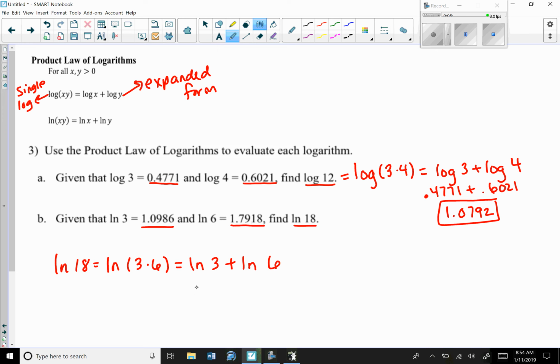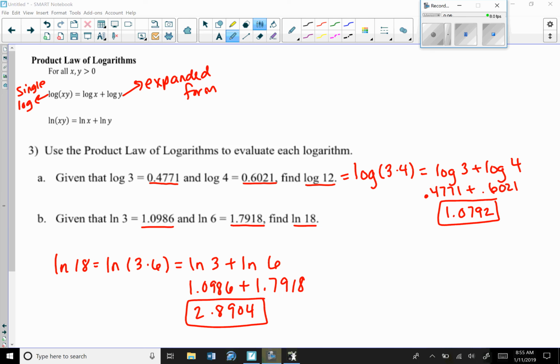And when we do that, we can now use these values and plug them in. So the natural log of 3 is 1.0986 plus the natural log of 6, 1.7918. And when we add those together, we get 2.8904.